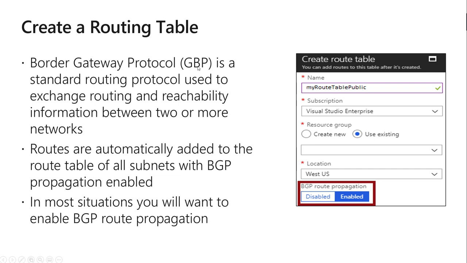So we introduced BGP, sorry, Border Gateway Protocol, right? This is a standard routing protocol commonly used on the internet to exchange information between two or more networks. Routes are automatically added to the route table for all subnets with BGP propagation enabled. In most situations, this is what you want. For example, if you are using ExpressRoute, you want all subnets to have that routing information. So it's enabled by default. Actually, you can choose to disable that if you want.